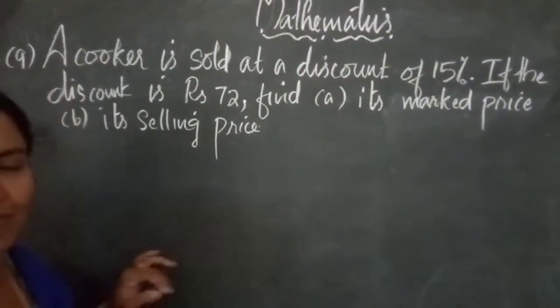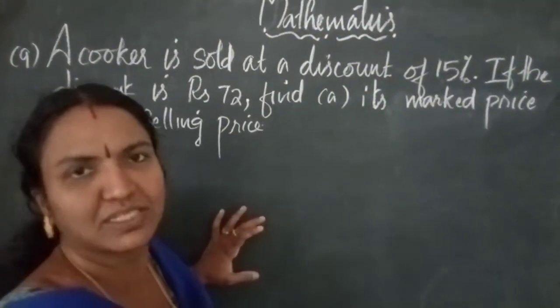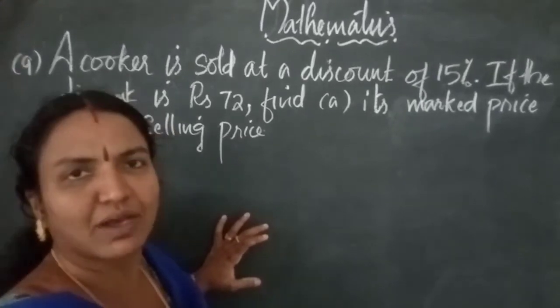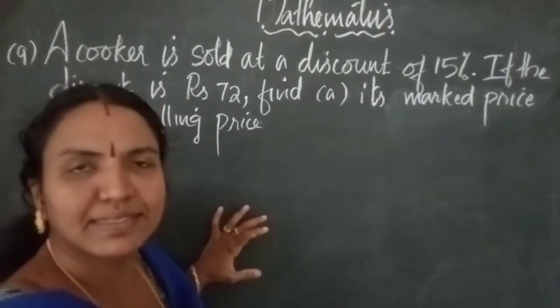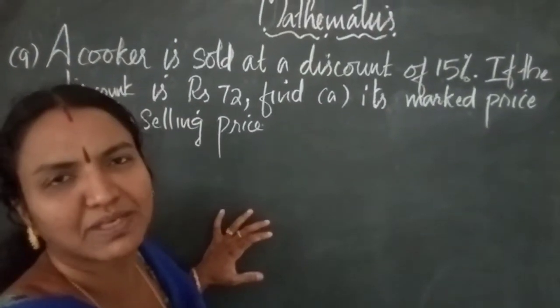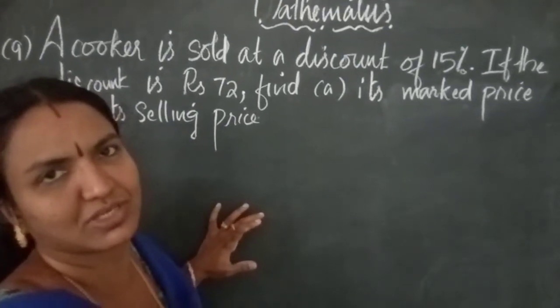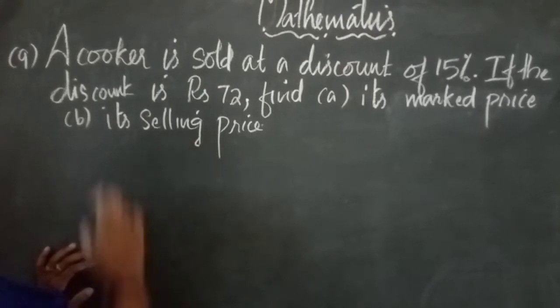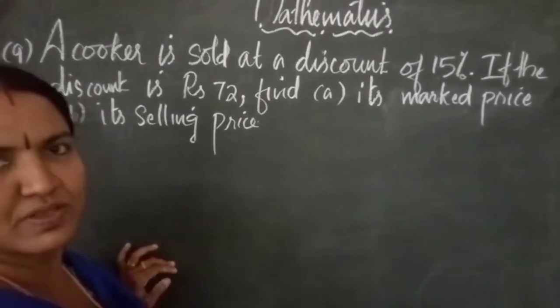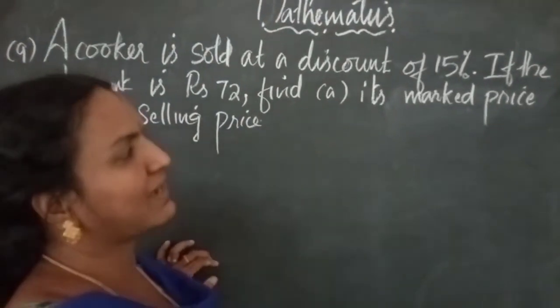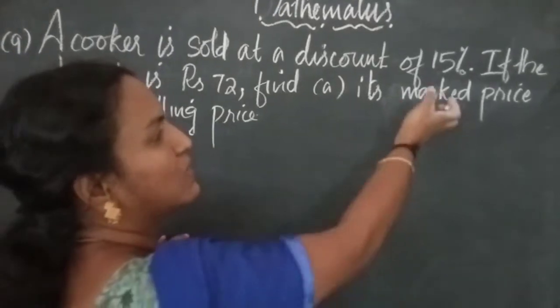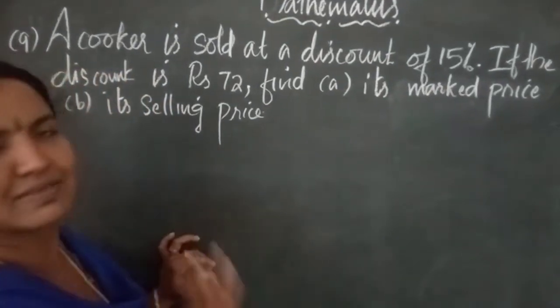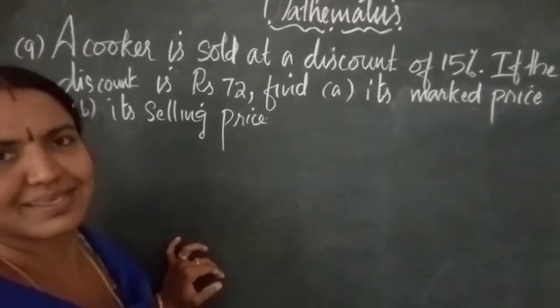In the last class we have studied how to find percentage discount. Percentage discount is equal to discount by mark price into 100%. Then next we have to find selling price. Discount is equal to market price minus selling price. Substituting the value of market price in the discount formula, we get selling price.